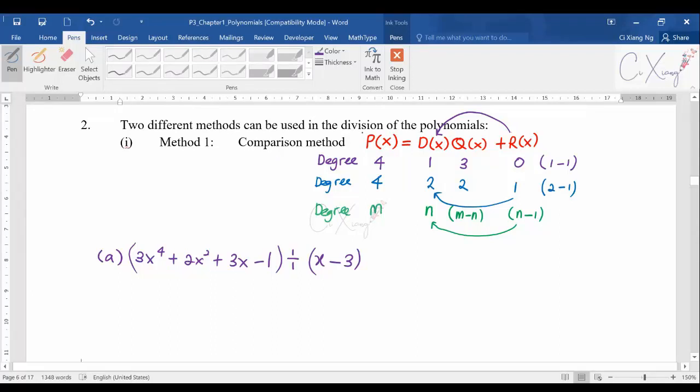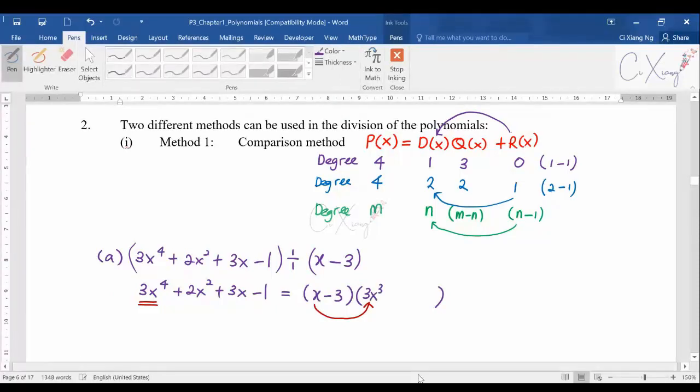Firstly, you need to start with this equation here. So you write out px first. This is the px: 3x power 4 plus 2x squared plus 3x minus 1 equals, then you write the divisor dx. This is your dx, x minus 3. Then you need to write out your qx here. To write out the qx, I usually tell students it's very easy. You just need to ask yourself, x multiplied with what gives the first term, 3x power 4? So x multiplied with something to get 3x power 4. What is the something here? It should be 3x power 3.